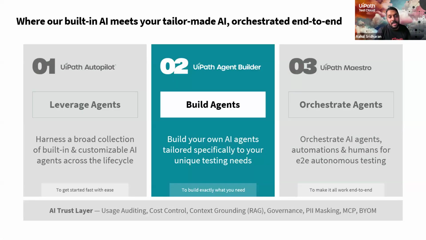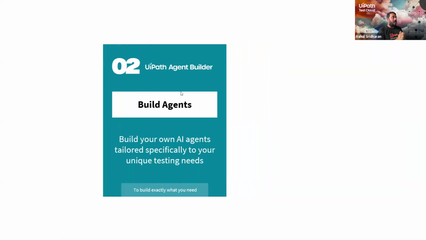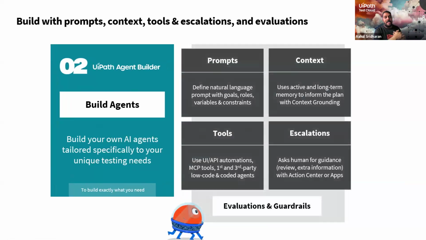So shifting gears a little bit, next, what we're going to see is how you can build your own agent. If you want to build your own agent to achieve a certain outcome in your testing process, how you can do that. That's basically what the second part of this story is going to be. A lot of you might be familiar with Agent Builder and Studio, inside which you can build these agents now.